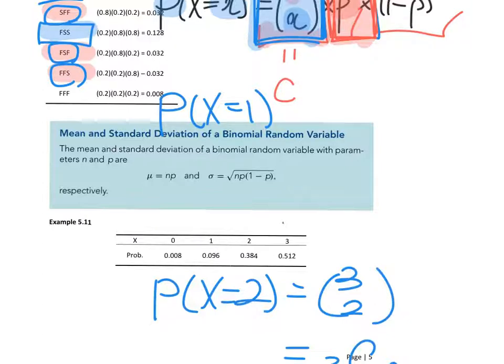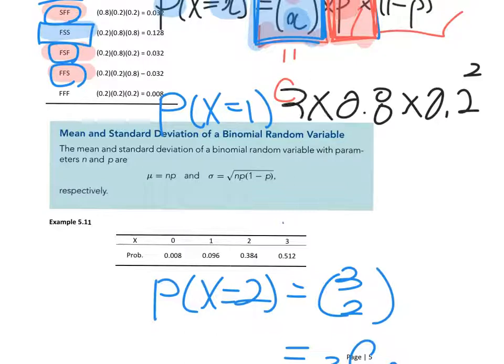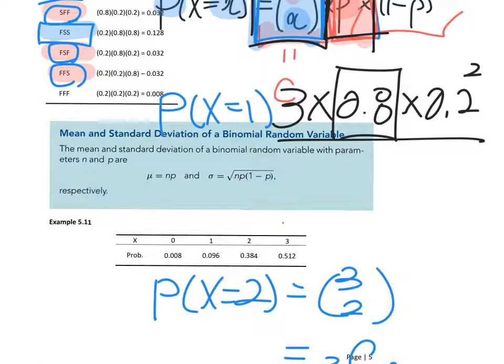So yesterday we took 0.8 for success. The failure probability was 0.2. Do you remember that? How many? Squared. 0.8 times 0.2 times 0.2. And how many combinations? 3. So the very first term is the number of combinations. And the second term is this. The power was 1 because we had one success.